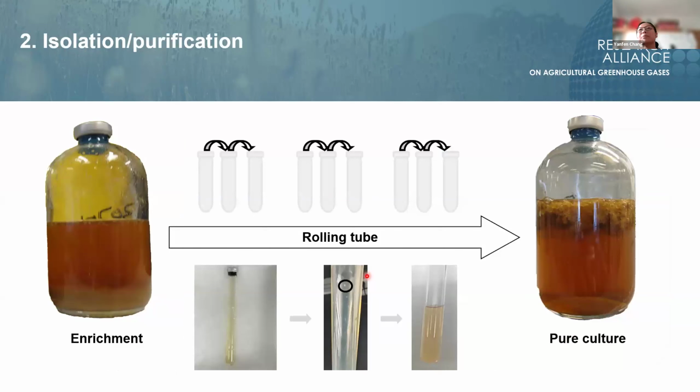And after you get the enrichment, it means that you have a diversity of anaerobic fungi in the enrichment. And then the next step is to purify to get the monoculture of the fungi. Usually we use the rolling tube technique. Because yesterday there was an introduction on the rolling tube, I will not introduce it in detail. We use the rolling tube to get the colony and then pick them into liquid media. Then after several rounds of rolling tube purification, we will get a pure culture.